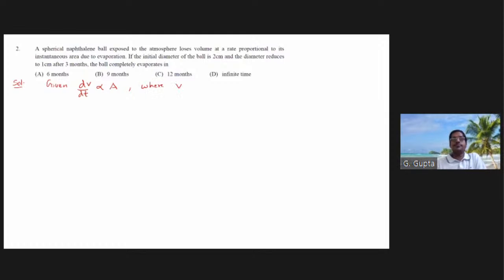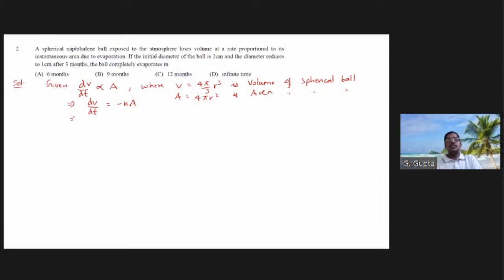Where V is equal to 4 pi by 3 r cube is the volume of the spherical naphthalene ball. Capital A is equal to 4 pi r square, which is the area, that is the total surface area of the spherical ball. So from this, dV by dt is equal to minus k times A.